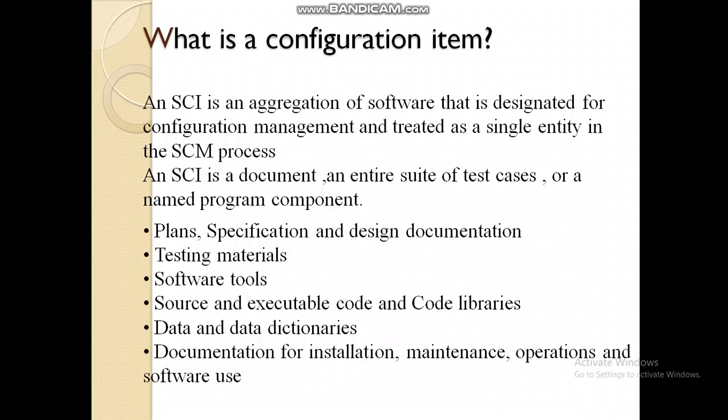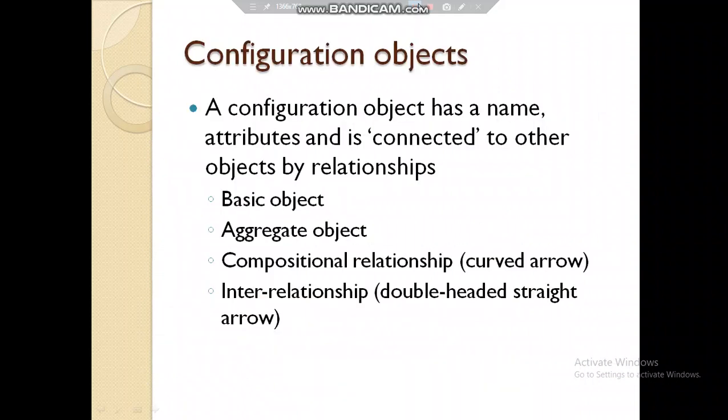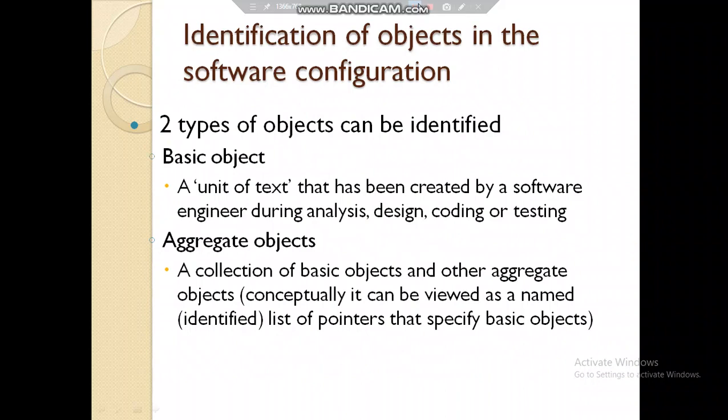The next, what is a configuration item? It mainly depends upon the following things: plans, specification, and design documentation, testing materials, software tools, data dictionaries, and documentation for installation, source and executable code, everything. Configuration objects. A configuration object has a name, attributes, and is connected to objects by relationships.